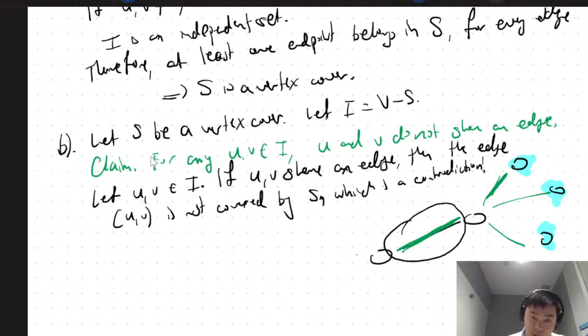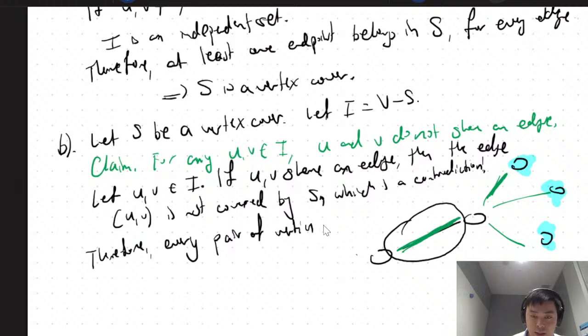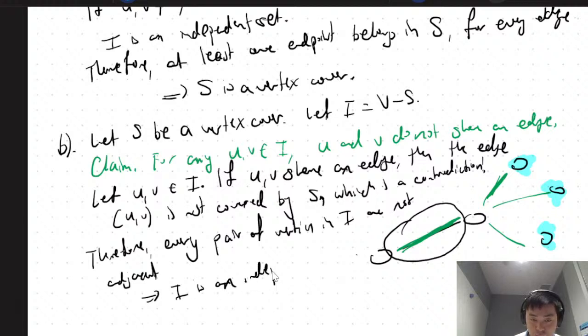Cool. And so this is true for any pair of vertices in I. Therefore, every pair of vertices in I are not adjacent, which implies that in fact I is an independent set. Are there any questions with this?